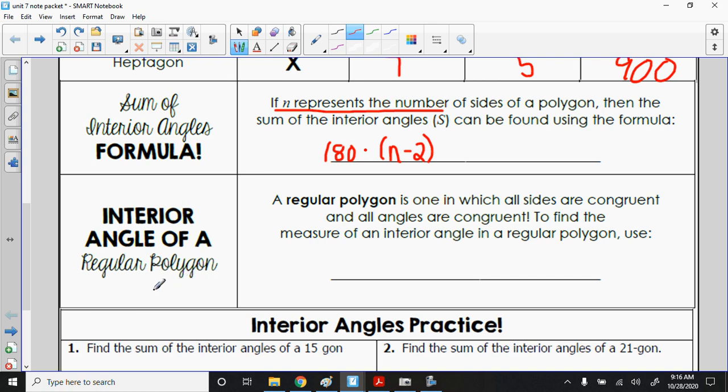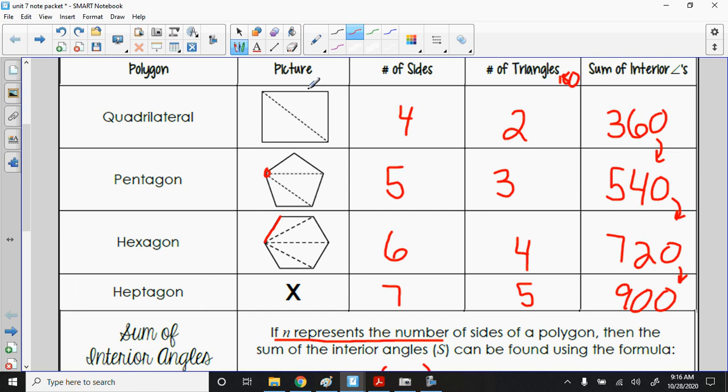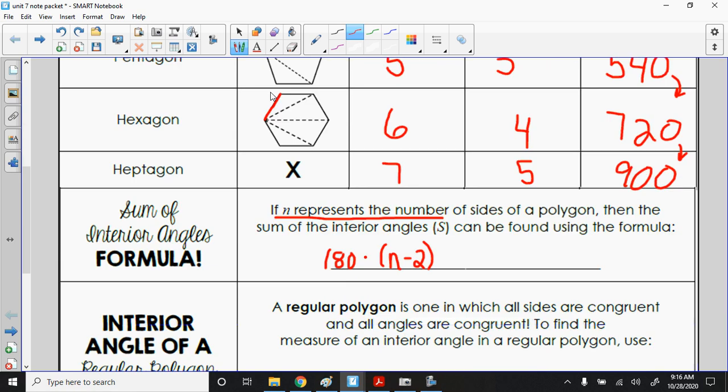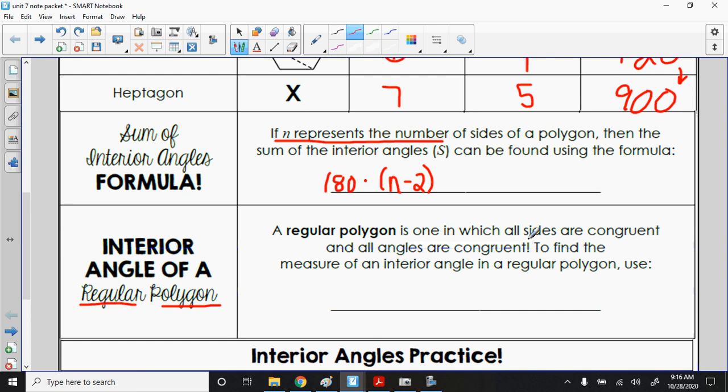So we really need to know what it means when I call something a regular polygon. What does it mean to be regular? A regular polygon is one of those really nice objects we want our shapes to look like. We could say it's perfect. What I mean by that is all sides are equal and all angles are equal.